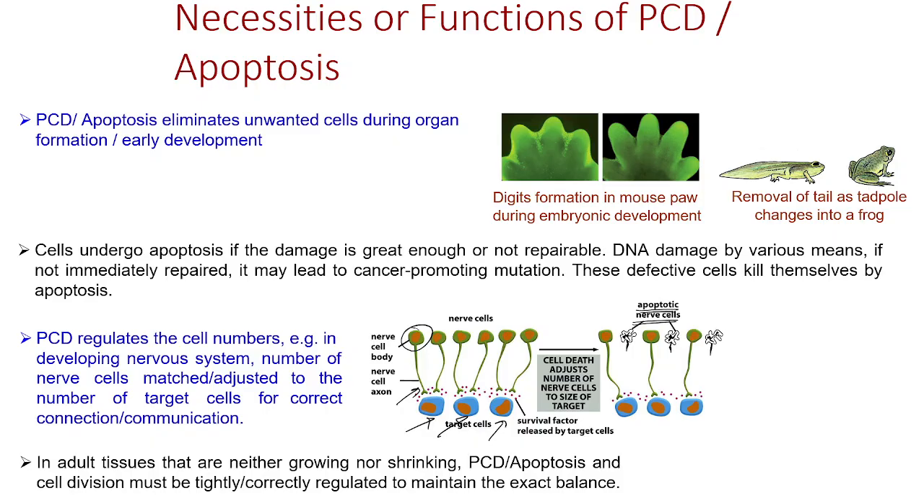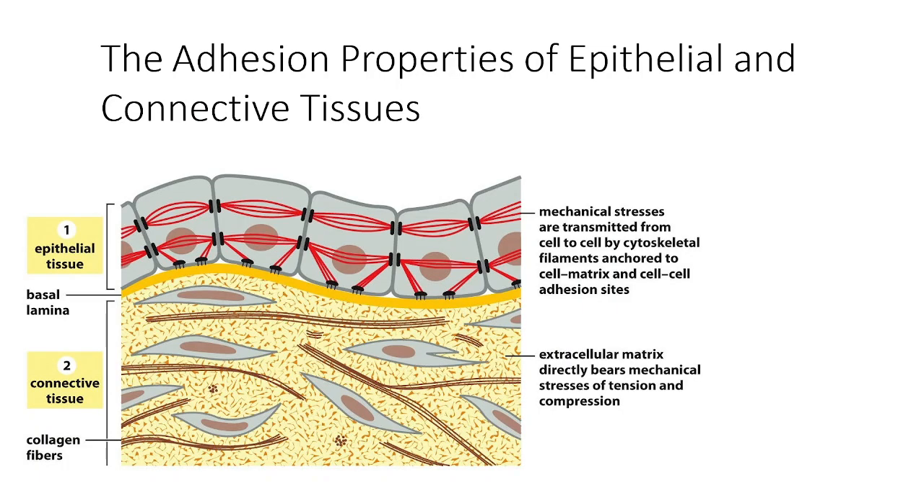Now, in adult tissue, it maintains homeostasis in non-growing tissues. Apoptosis and cell division are tightly regulated to maintain a stable cell number. So that is why apoptosis is not always a negative effect. It's also necessary for most cells to maintain proper healthy cells and avoid any kinds of disease conditions. Okay.